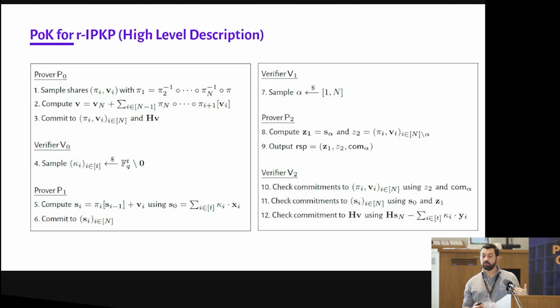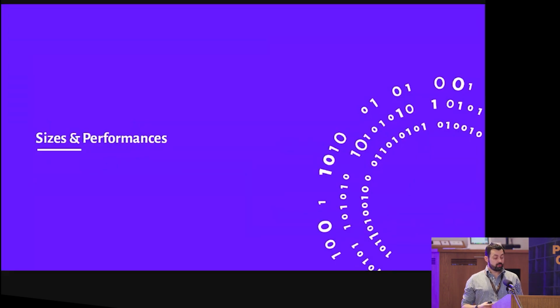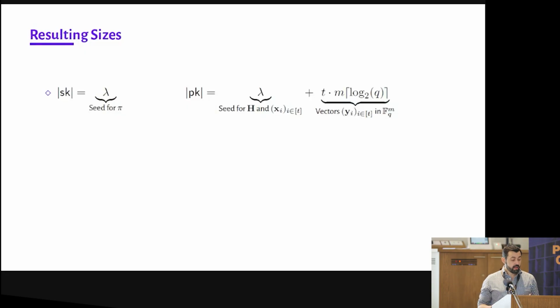On top of this, you want to add all the optimizations we have mentioned previously and that were described in detail yesterday. And if you do this, you will get the following sizes and performances. So let's first have a look at the sizes. Like in most MPC protocols, the public key and secret key will be rather short because pretty much everything that is costly comes from a seed.